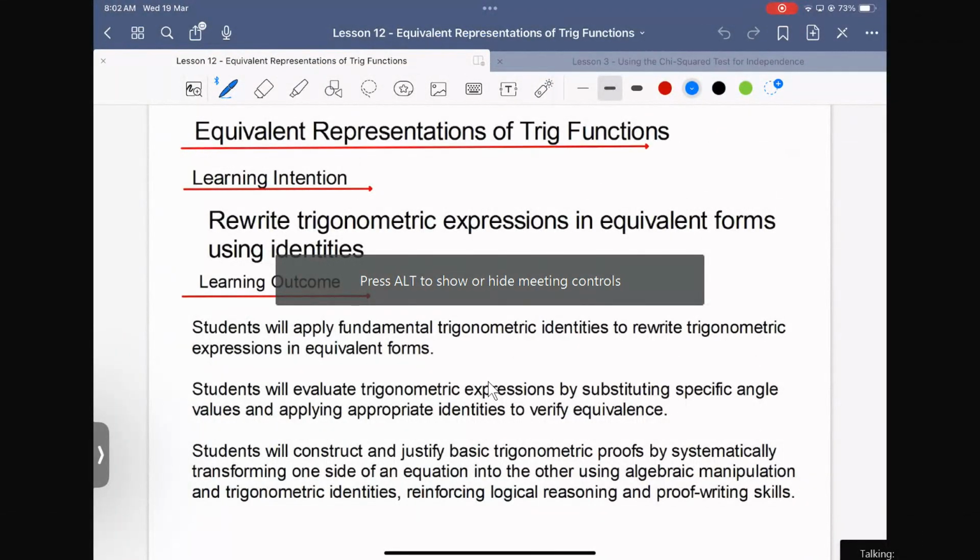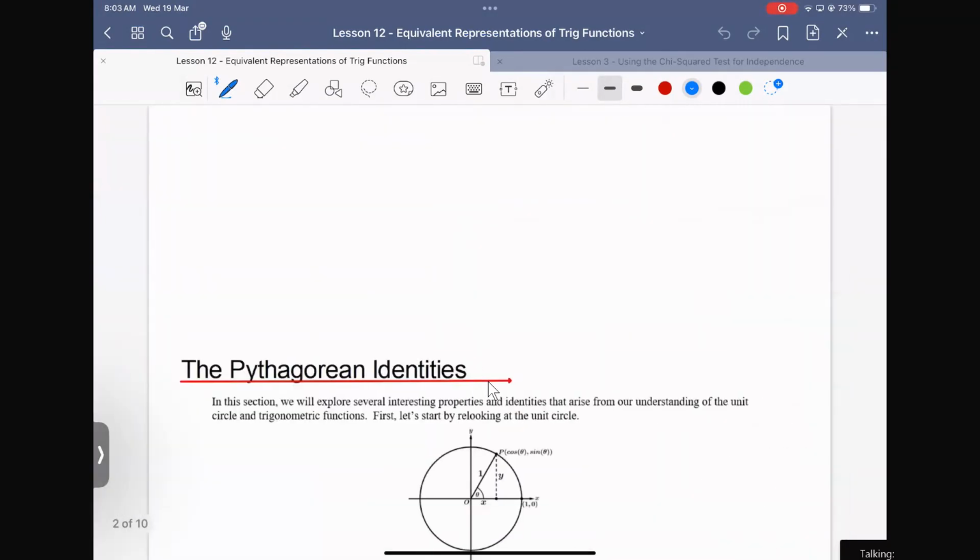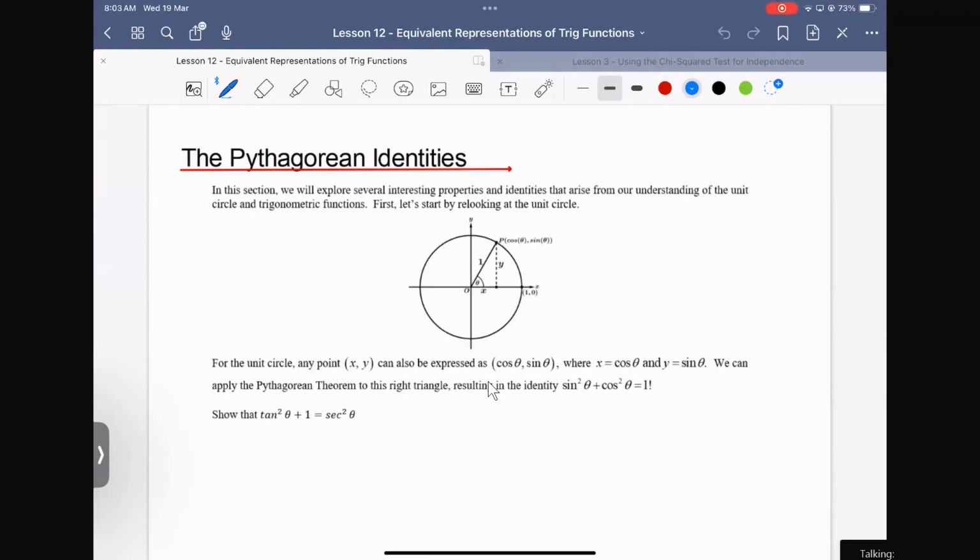So today we're looking at equivalent representations of trig functions. What this means is we're going to be looking at the full set of trigonometric identities. So first off, the first identity we're going to see is the Pythagorean identity.